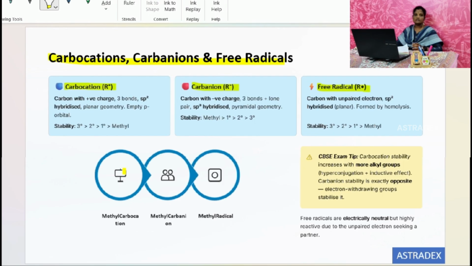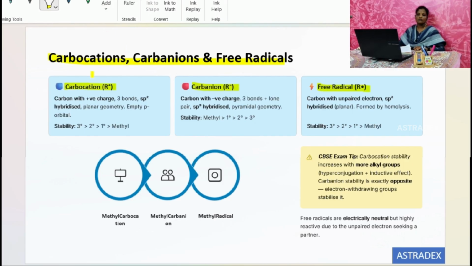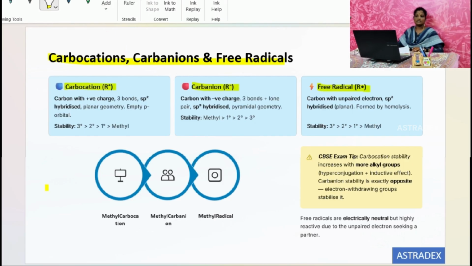Without knowing this concept, if students go to grade 12, they find organic chemistry very difficult. So this is very, very important. Now I will make clear what carbocation, carbanion and free radical are. When you see R in organic chemistry, it means an alkyl group, so please remember it. Carbon with a positive charge is called a carbocation.